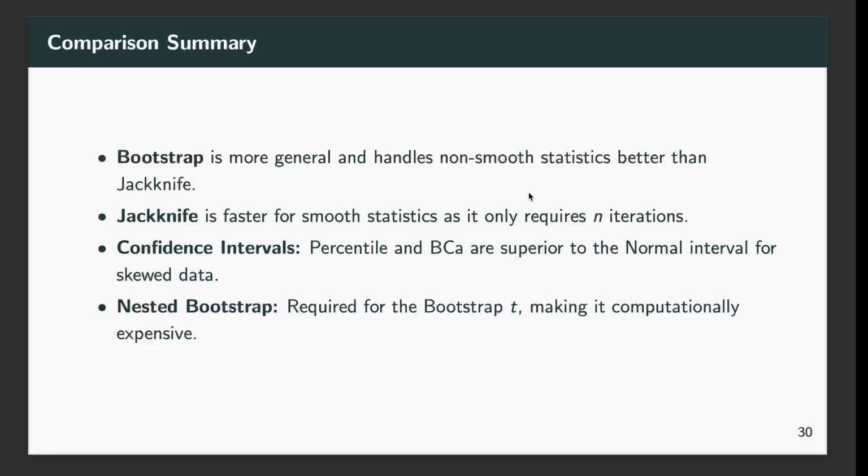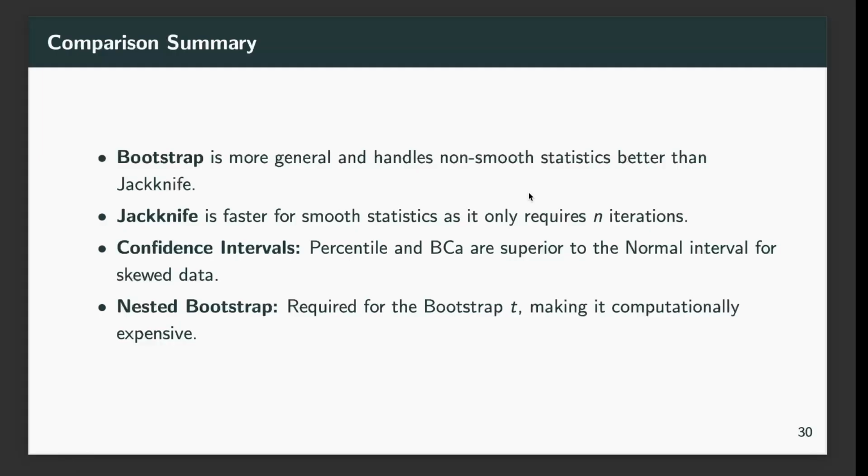So the third point is the confidence intervals. We see that the percentile and the BCA, mostly BCA, are more superior to the normal interval, especially when the data is skewed. The standard normal interval assumes normality of the theta hat. But if the distribution is skewed, which is very common for statistics like correlation, variance, and ratio, we cannot use the normal interval. The percentile and also the BCA do not make any normality assumption, and they can automatically adapt to the shape of the Bootstrap distribution.